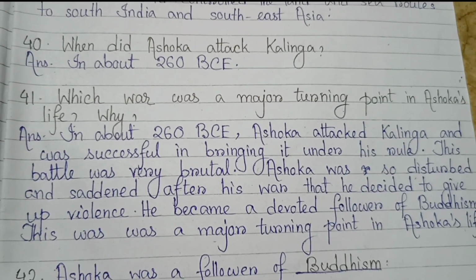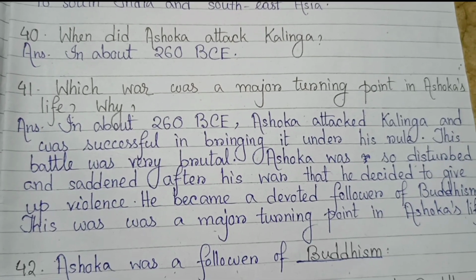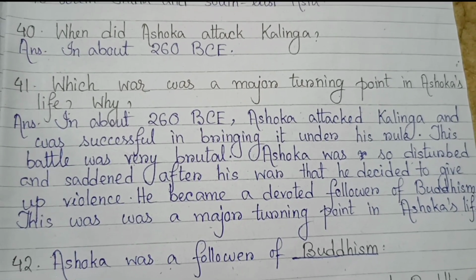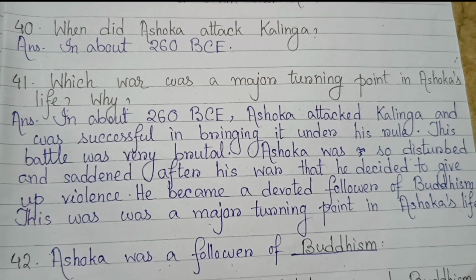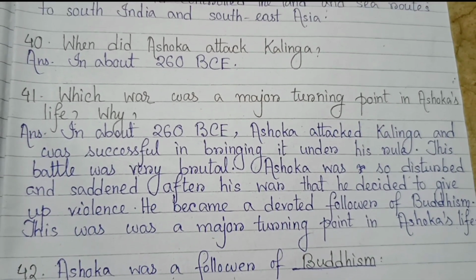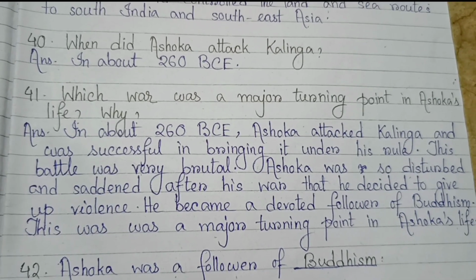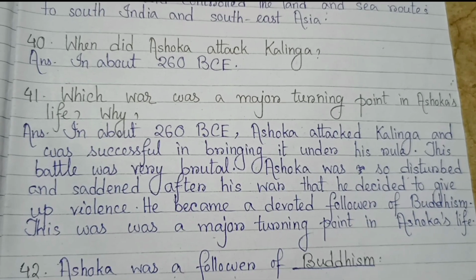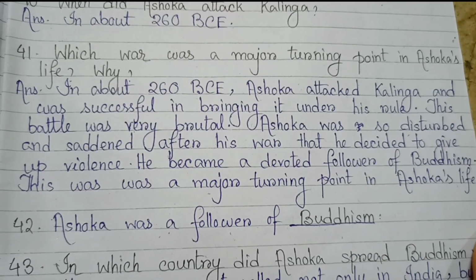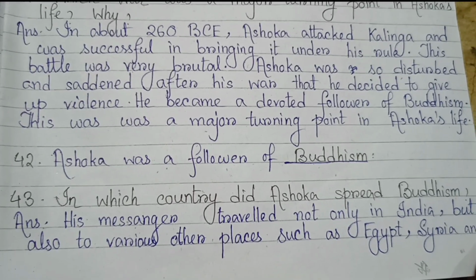41. Which war was a major turning point in Ashoka's life? Why? In about 260 BC, Ashoka attacked Kalinga and was successful in bringing it under his rule. This battle was very brutal. Ashoka was so disturbed and saddened after the war that he decided to give up violence. He became a devoted follower of Buddhism. This was a major turning point in Ashoka's life. 42. Ashoka was a follower of Buddhism.